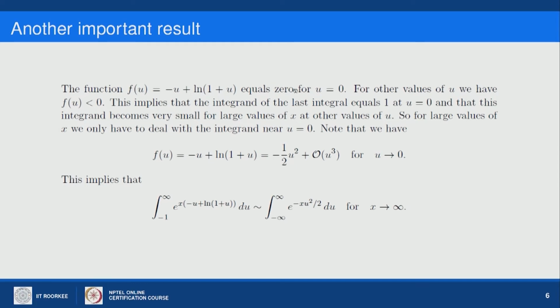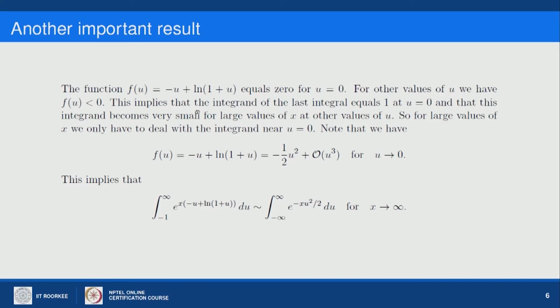This thing equals 0 for u equals 0, because when u is 0 this term will be 0 and log 1 will be 0. For other values of u, f(u) is negative, because always the value of this particular thing will be greater than log(1 plus u). Hence, for other values of u, f(u) will be a negative function, meaning it will be below the u axis.